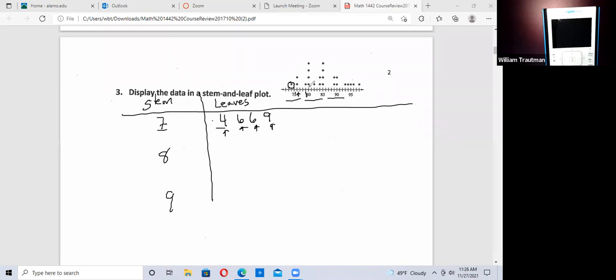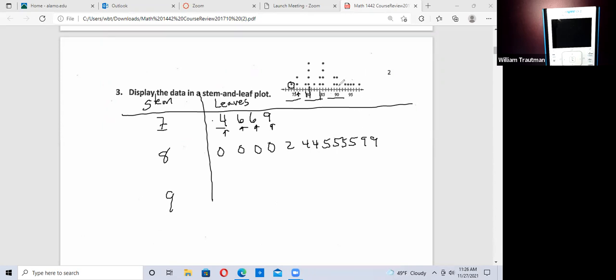In the 80s, I have 80, 80, 80, 80, 80. Then I have an 82, it looks like. I have two 84s, four 85s, and two 89s. So this is what the stem leaf looks like for the 80s.